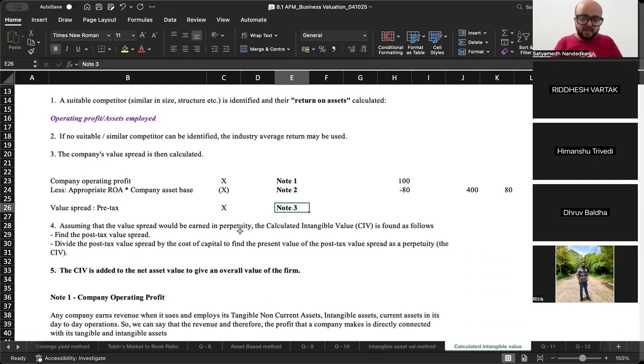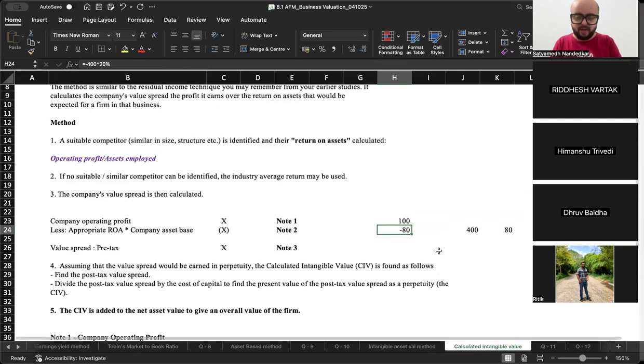So the idea here is that normally if I were anybody else on my asset base, I would have earned a profit of 80, but I earned a profit of 100. So where did I earn this 20 extra from? The 20 extra that I got was because of the goodwill, the good name, and the good reputation of the business. In one year its value is 20. Now this is expected to go on till the end of time. So divide it by the rate, and you will get your value of the intangible asset. This approach is called the CIV or the calculated intangible value method.